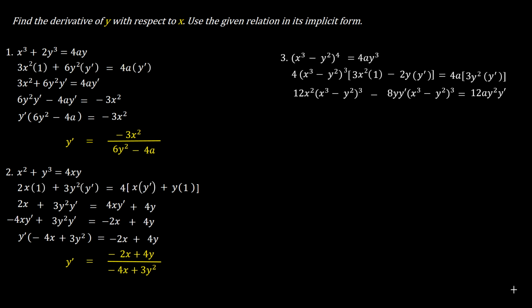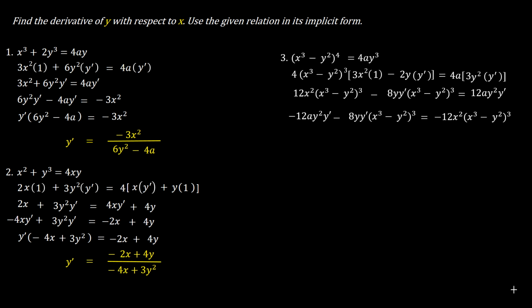y prime. Transpose y prime to the left side of the equation, 12ay squared y prime becomes negative. Then just copy negative 8yy prime times x cubed minus y squared raised to the third power is equal to, transpose 12x squared times x cubed minus y squared raised to the third power, and that becomes negative.